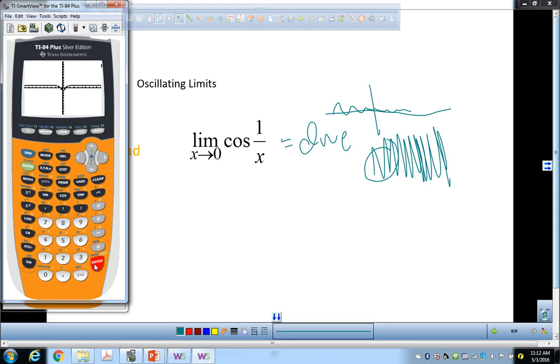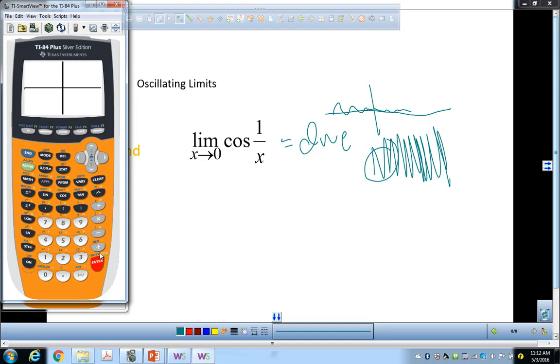I wasn't seeing the whole picture there, right? And then if I zoom in some more, zoom in again, okay? This thing is bouncing around all over the place. So as I get closer and closer to 0, it bounces from being positive to negative.